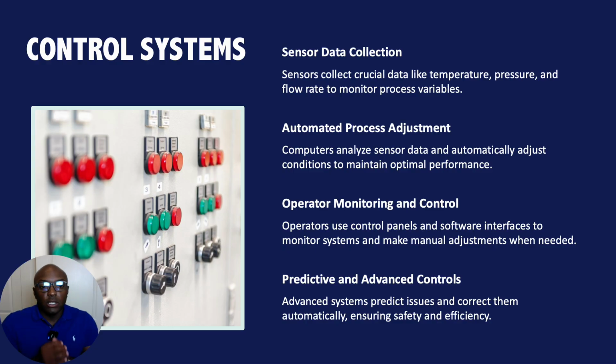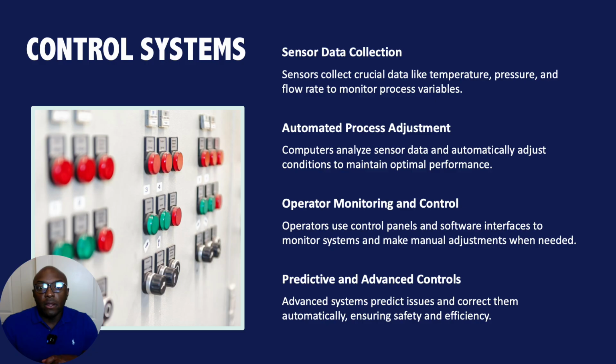All right, control system, how everything stays in the pipe for the most part. Control systems are essential for managing the various aspects of process operation. These systems use sensors to collect data on temperature, pressure, flow rate, and other variables. The data is then analyzed by computers, which adjust the process conditions as needed to maintain optimal performance.